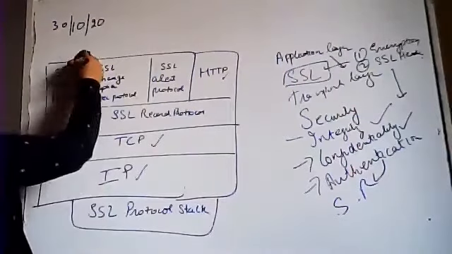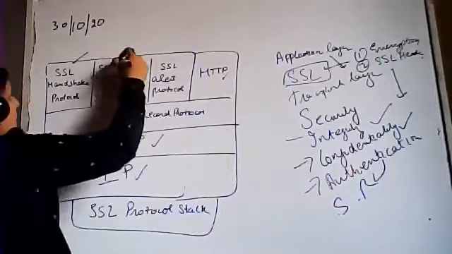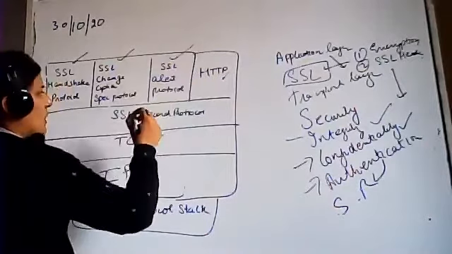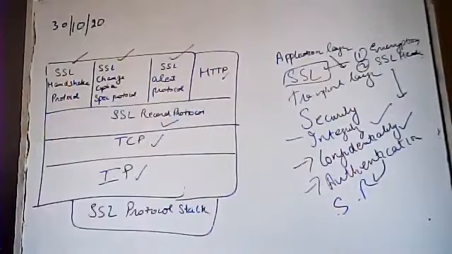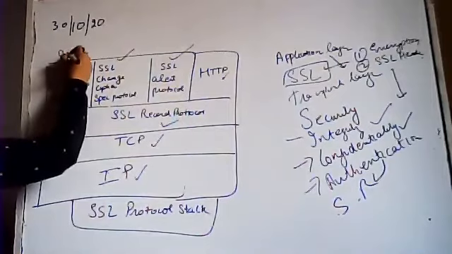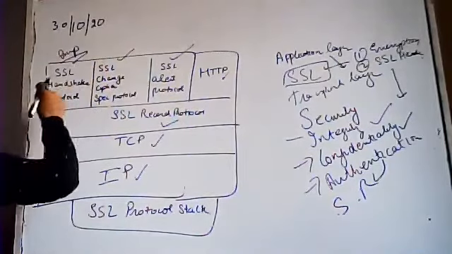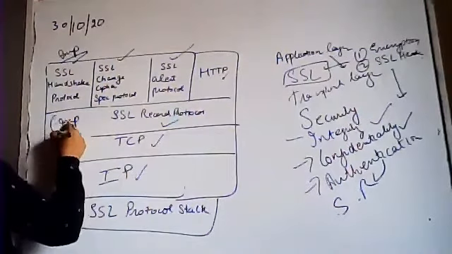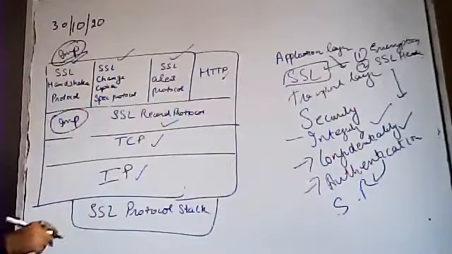So one is the SSL handshake protocol, another is the SSL change cipher spec protocol, the SSL alert protocol, and the last one is the SSL record protocol. Among these protocols, there are 2 important ones: the SSL handshake protocol and the SSL record protocol. Both these protocols are quite important.